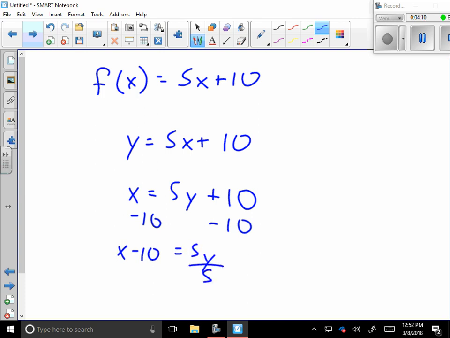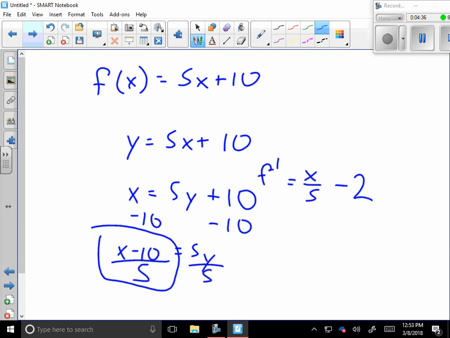We have to divide the whole thing by 5. Some of you just divided the 10 by 5 or just the x and didn't do both. So you can either leave it like that, where the whole thing gets divided by 5, or you can take each piece and divide it by 5 and get x over 5 minus 10 over 5, which is 2. We call that the inverse of the f function.